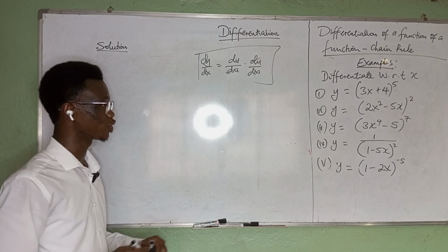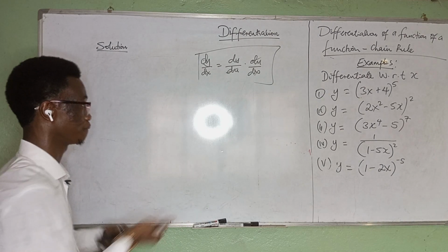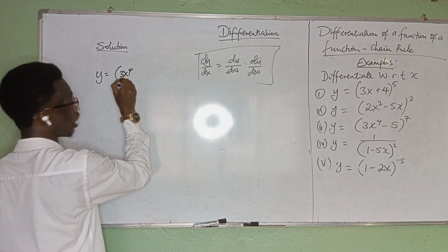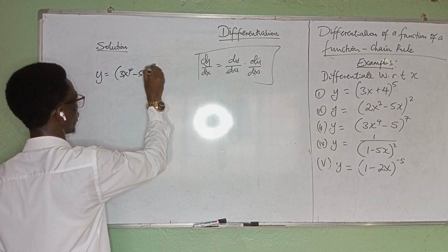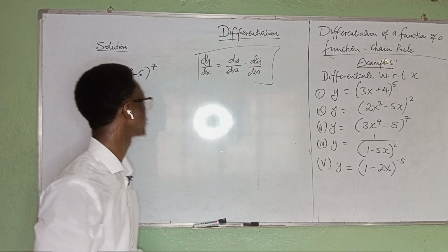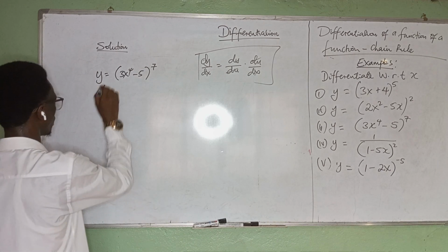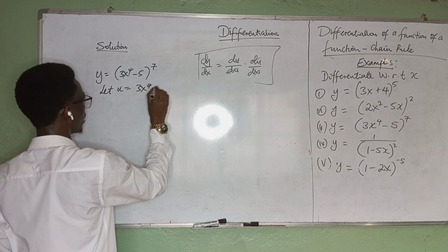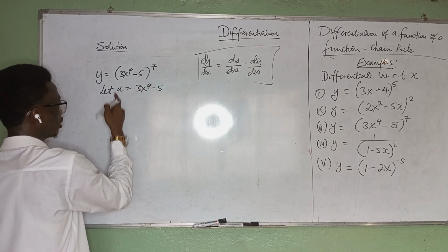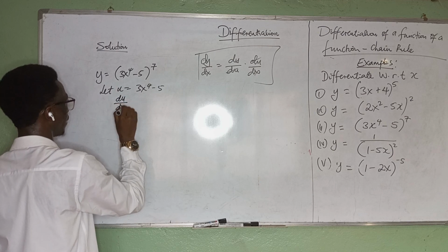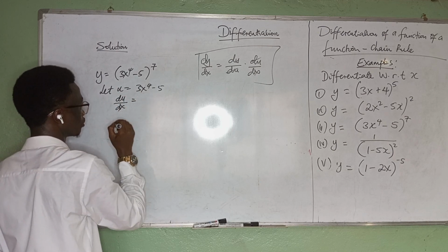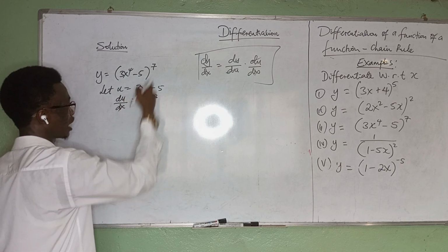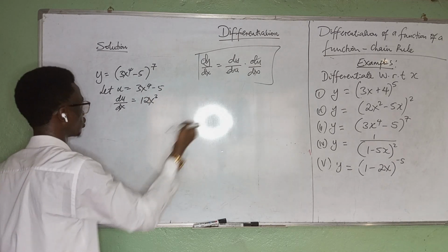Okay guys, let's look at example 3. Example 3 says y equals 3x raised to the power 4 minus 5, all raised to the power 7. So it's more like the same thing. Here again we let u equal 3x raised to the power 4 minus 5. Now you differentiate du by dx. du by dx equals 12x cubed. Remember, you multiply and subtract 1. And when you differentiate, the constant is 0, so you forget about it.